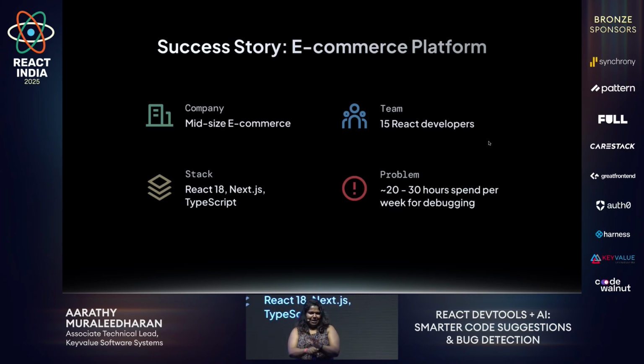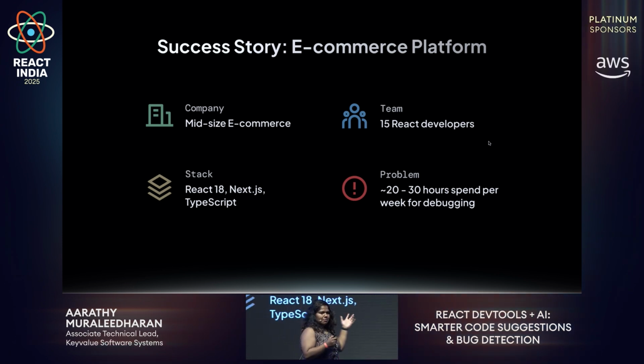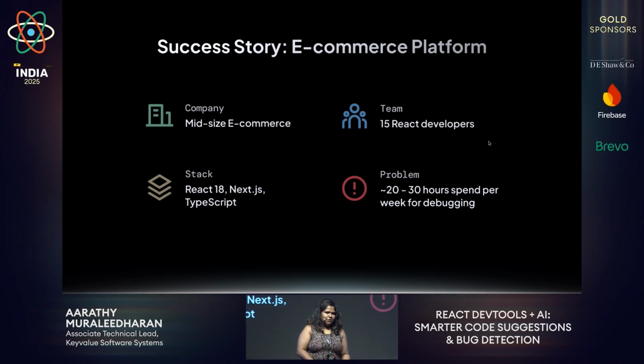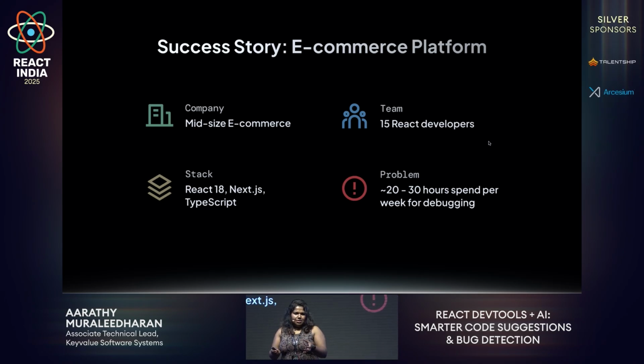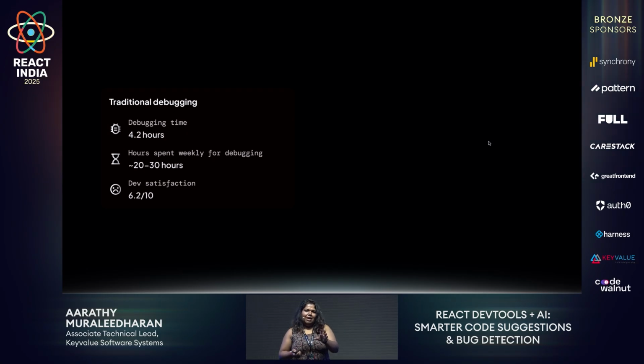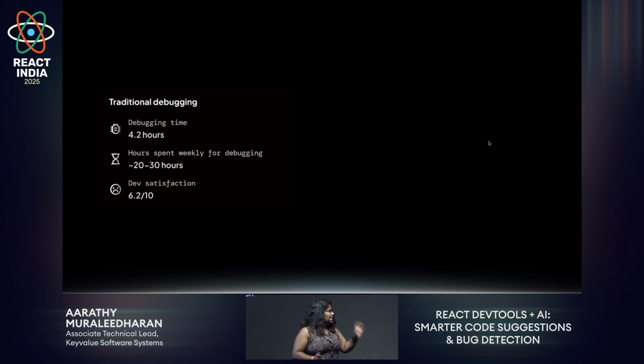So before winding up my session, let's just analyze a simple scenario. I have a mid-size e-commerce platform, and there are about 15 React developers, using React 18, the latest version of React, with a bit of Next.js and TypeScript. The major problem that we're facing is they had to spend about 20 to 30 hours per week debugging. So analyzing it further, let's say, not going with the maximum amount of 6 hours, let's say their debugging time is 4.2 hours. Since there are about 15 developers, in total they were spending about 20 to 30 hours per week.